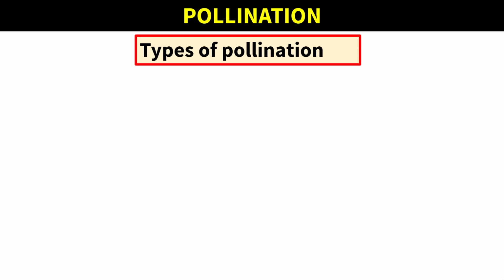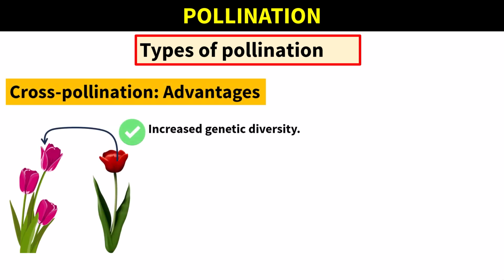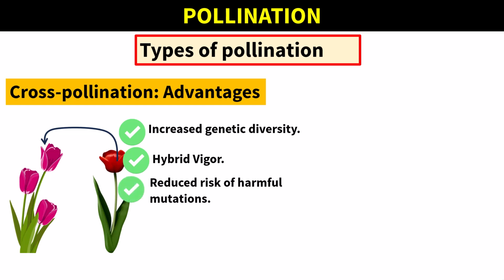Advantages of cross-pollination. Increased genetic diversity. Promotes genetic variation, which enhances the plant's ability to adapt to changing environments and resist diseases. Hybrid vigor. It can result in hybrid offspring with superior qualities, such as increased growth rate or better resistance to pests. Reduced risk of harmful mutations. Genetic diversity decreases the likelihood of harmful mutations being passed on to offspring. Evolutionary flexibility. Enhances the species' ability to evolve and survive in diverse environments.